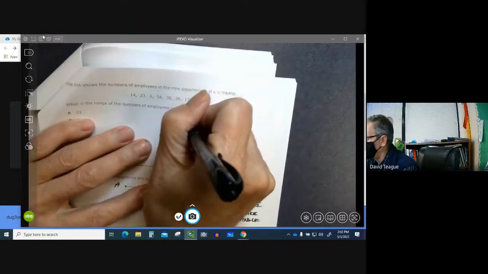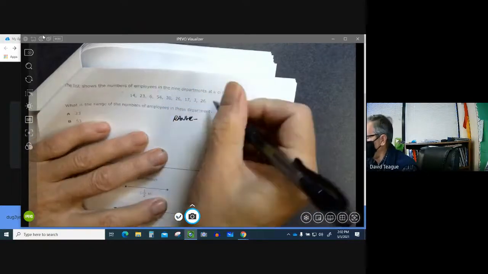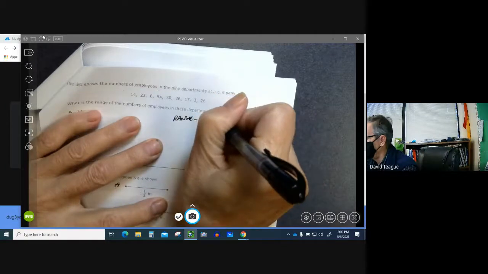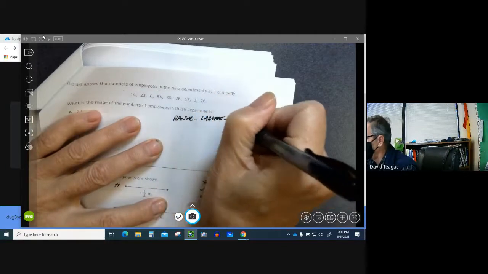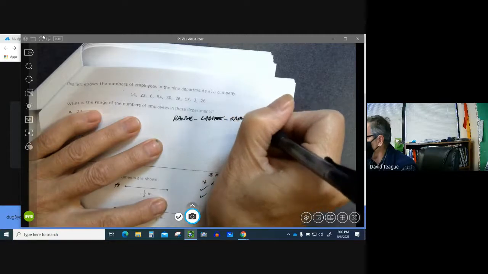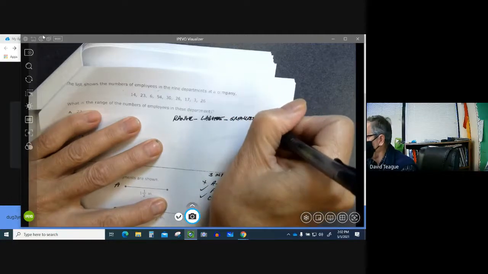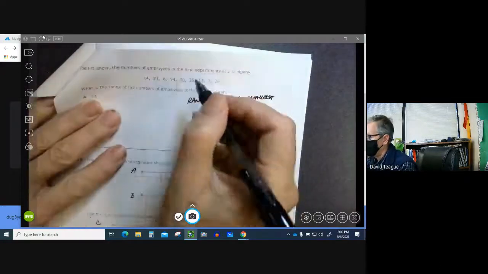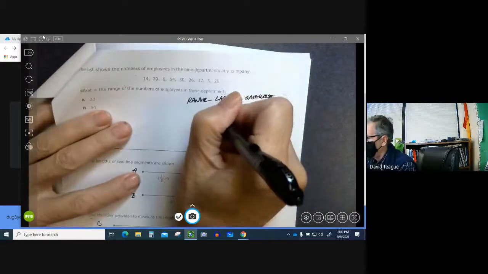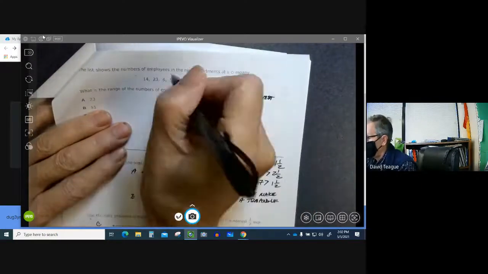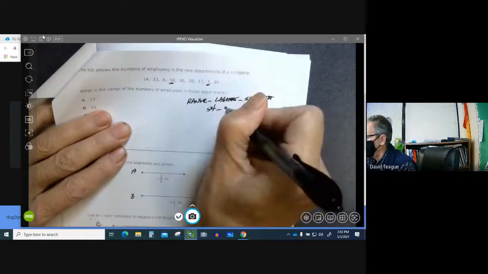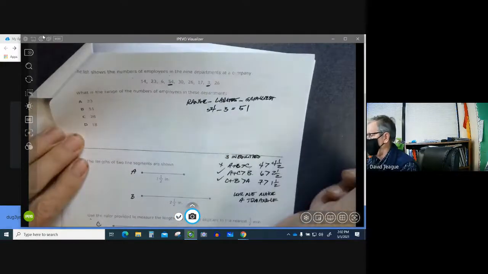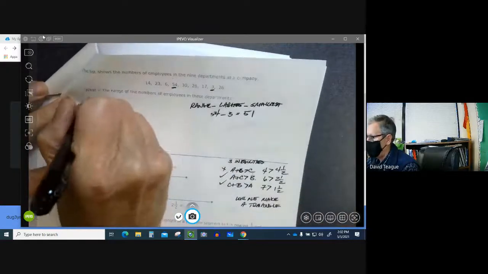So range, when you're talking about data, range is the largest number minus the smallest number. You're trying to find the space. Right here, your biggest number is over here, and your smallest over here. You want to know what this space is right here. You want to know what that range is, right? So what's our biggest number? Our biggest number is 54, and what's our smallest number? It's 3. So 54 minus 3 is 51. So your range is 51.